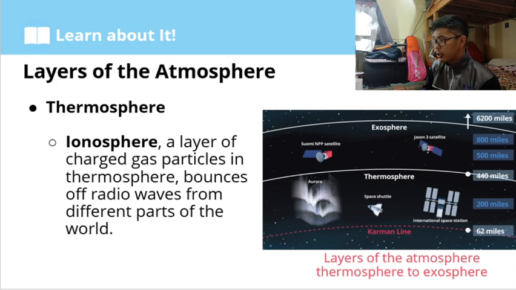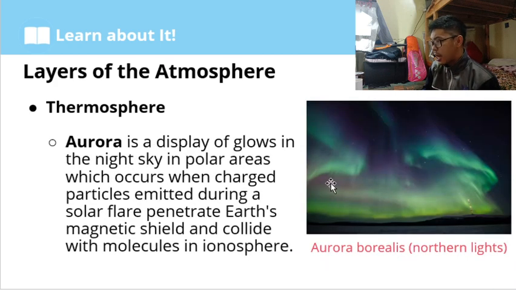So, as I mentioned last time, the Aurora Borealis is a display of glows in the night sky in the polar areas, which occurs when charged particles emitted during a solar flare penetrate Earth's magnetic field and collide with molecules in the ionosphere. So, it also happens in the ionosphere. In general, this is where your thermosphere is.